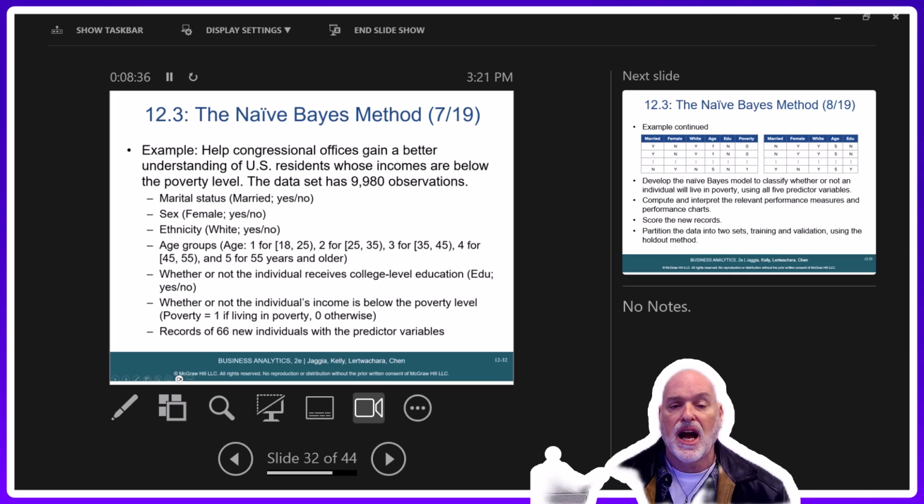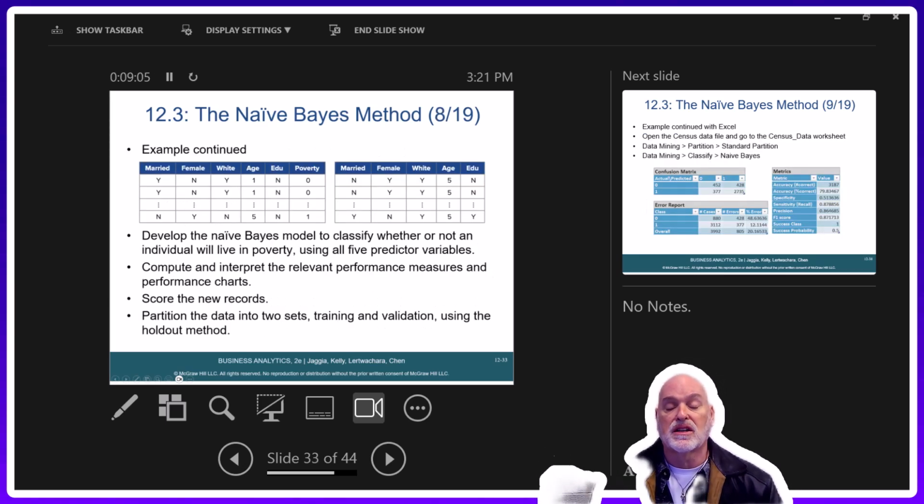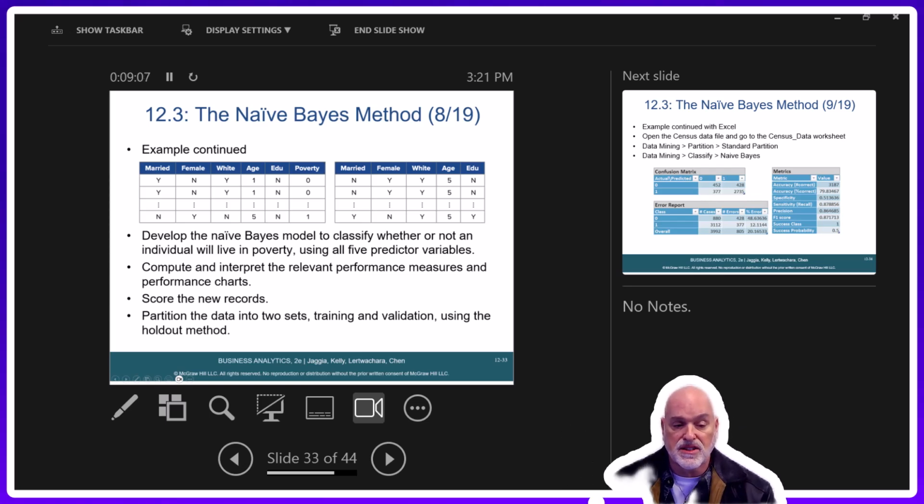Example: help congressional offices gain a better understanding of U.S. residents whose incomes are below the poverty level. The data set has 9,980 observations and includes the following: marital status, sex, ethnicity, age groups, whether or not the individual receives college-level education, and whether or not the individual's income is below the poverty level, and records of 66 new individuals with the predictor variables. Here's a chart that is answering all of the questions that were in there.